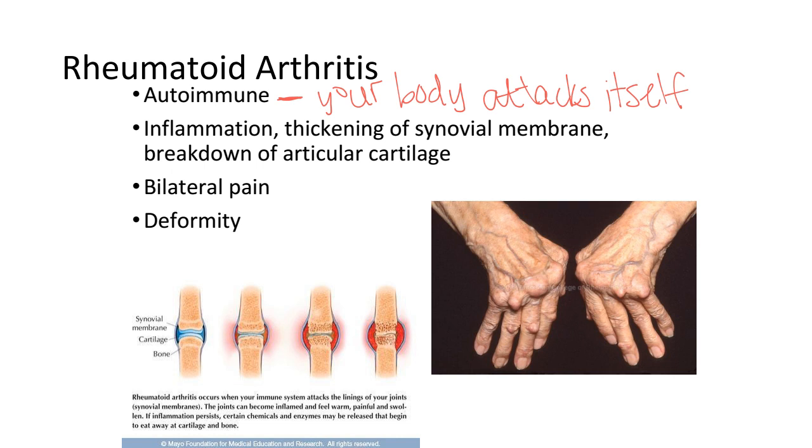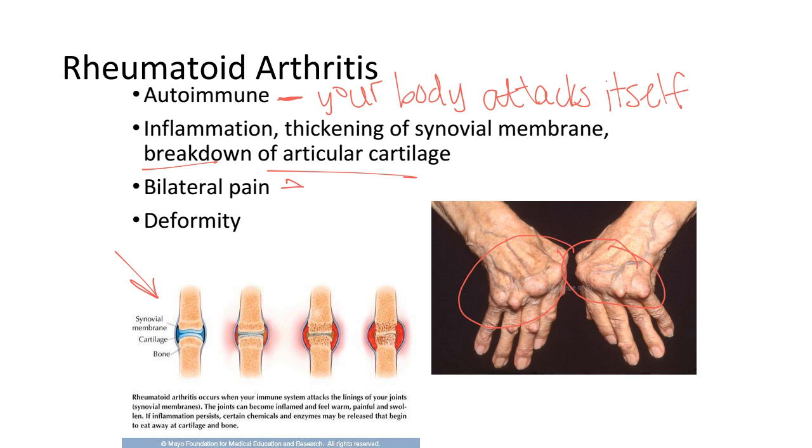And what will happen, if you look down at this diagram on the bottom here, you can see the synovial membrane starting to thicken up. As that synovial membrane thickens up and the articular cartilage, that cartilage at the end of the bones, starts to break down, this becomes very, very painful. Basically your immune cells are attacking your joints. And so they'll attack both sides. So you'll notice this looks like a female to me. You'll notice it is bilateral, so both sides are affected.